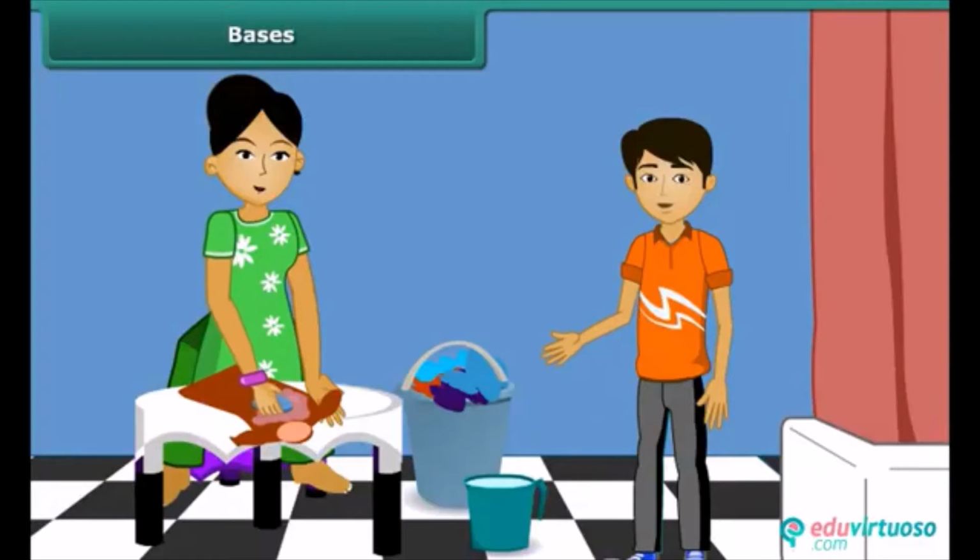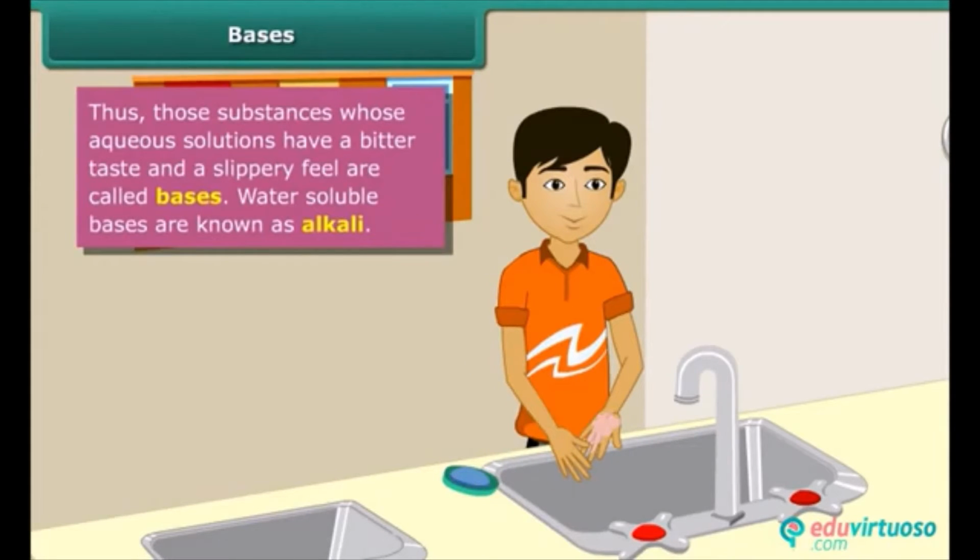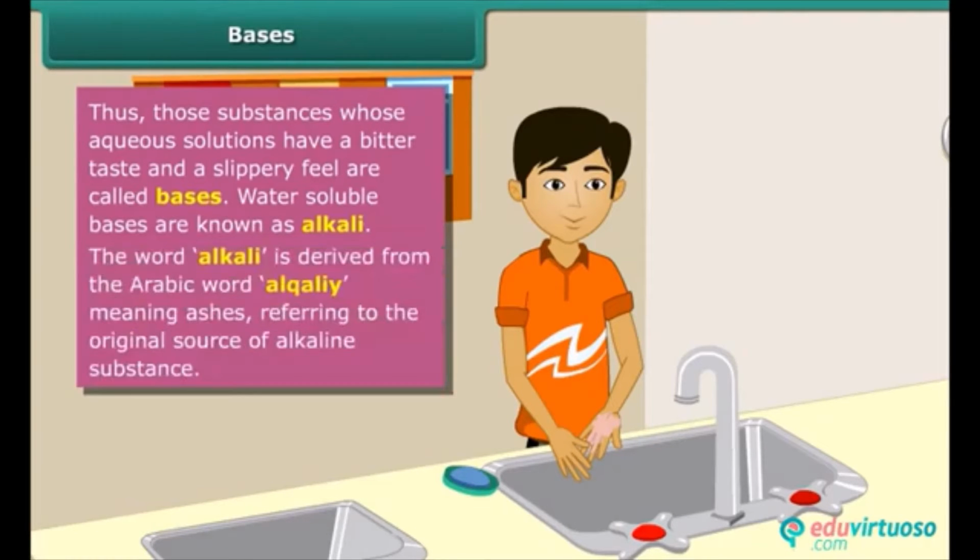We wash our clothes every day with soap. Do you know which kind of solution it is? Soap solution tastes bitter and on rubbing on the palm, it gives a slippery feeling because it contains base. Thus, those substances whose aqueous solutions have a bitter taste and a slippery feel are called bases. Water-soluble bases are known as alkali. The word alkali is derived from the Arabic word alkali, meaning ashes, referring to the original source of alkaline substance.